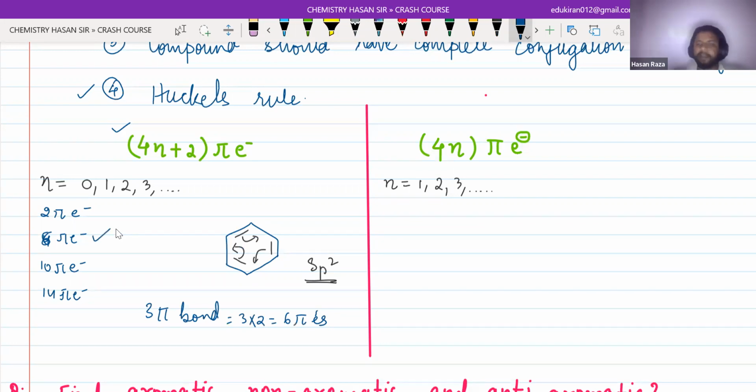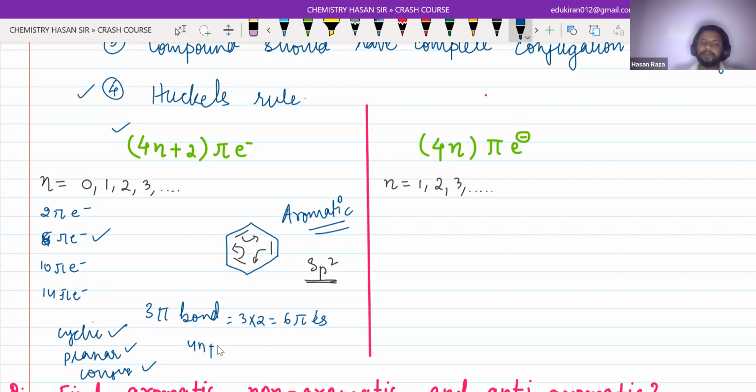Each and all of these 4 rules are satisfied. That's why this benzene is aromatic. How did we check it? Cyclic, yes. Planar, yes. Complete conjugation, yes. 4n plus 2 pi electrons, yes. That's why it is aromatic.